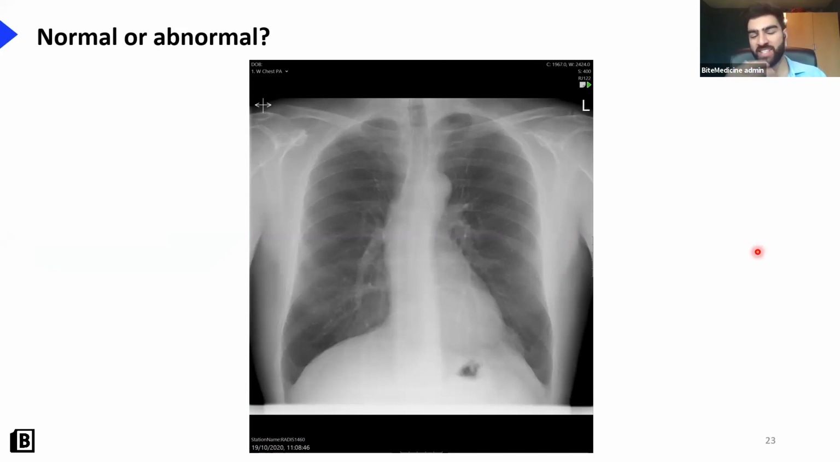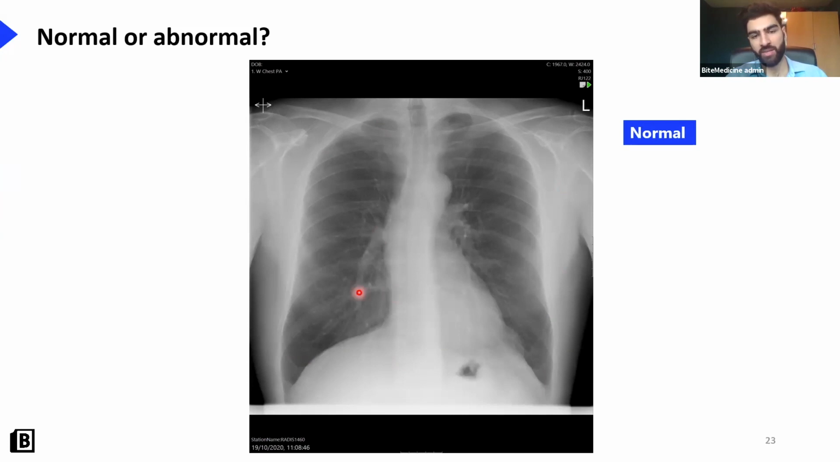So this is what I mean. You need to get used to looking at normal films. So this is actually normal. This is a normal film. The trachea is nice and well positioned. The heart's absolutely fine. There's nothing in the lung fields. The diaphragms are appropriately positioned. If you're looking around the actual film itself, there's no issues.